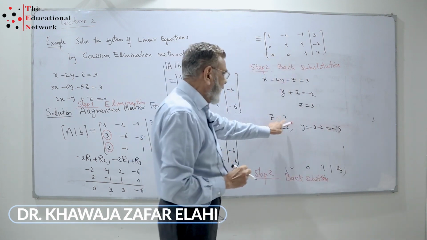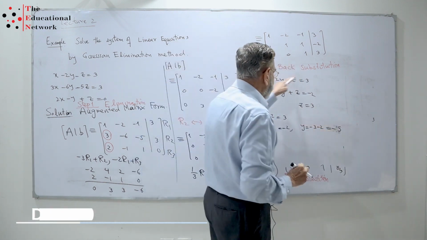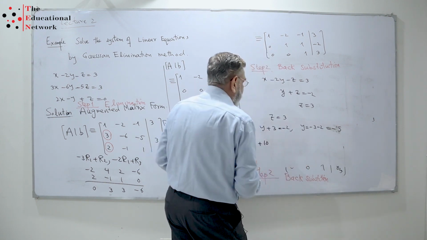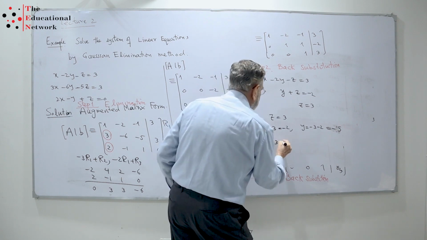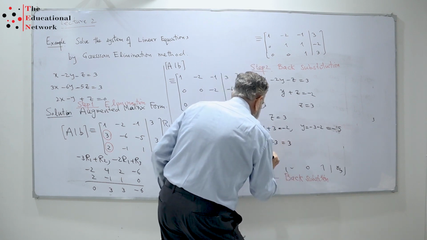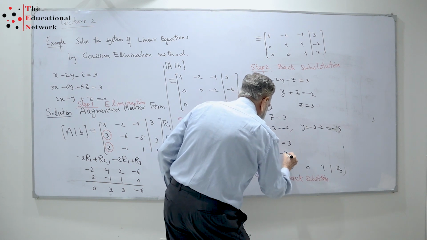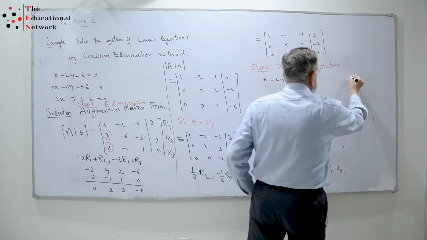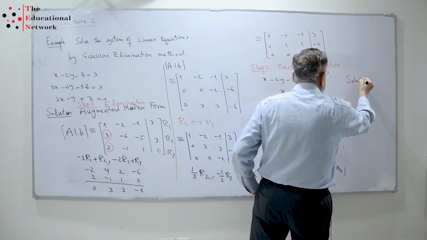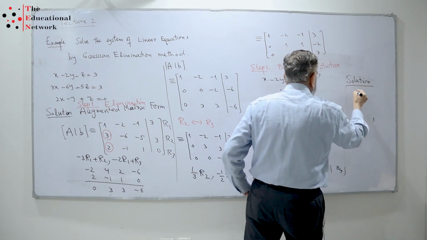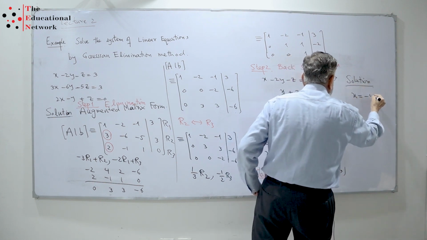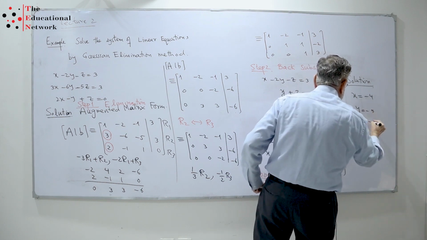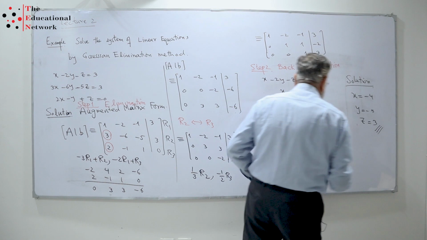Now I substitute the value of y and z in my first equation. I get x minus 2y become 10, then minus z becomes minus 3, and this is equal to 3. So that gives me x is equal to minus 7 plus 3, equal to minus 4. So I can say my solution of the system is a unique solution. The system is consistent. I get the value of x equal to minus 4, y equal to minus 5, and z equal to 3. That's my solution of the system.